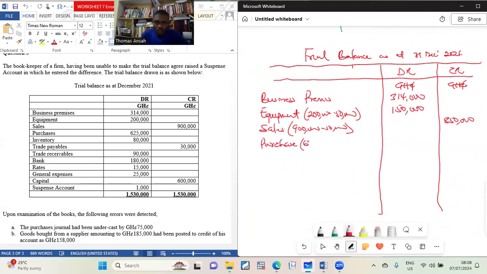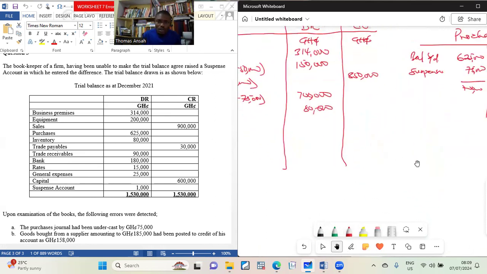So it was 625. Now you can choose to do the working somewhere and bring the total amount, or you can do it inside here. I prefer you do it elsewhere and bring it. All right, so here is 700,000. The next thing, inventory. I don't think we had any statement about inventory, did we? We never had any issue on inventory. So 80,000. Trade payables we did, and even trade receivable we did. Bank we did, rates we did, and all these things we did.